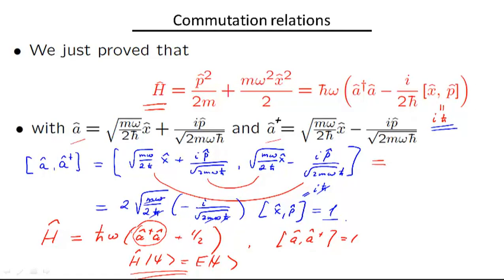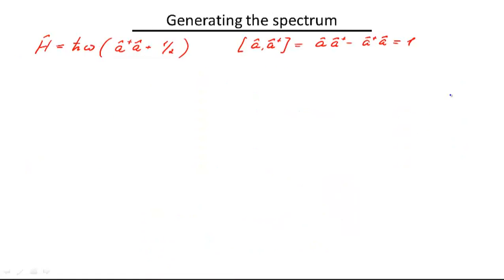And now comes a very important part, where we're going to generate the entire energy spectrum of the Hamiltonian from just a single eigenstate of it, or more precisely from an eigenstate of this a dagger a. And to generate the spectrum, we need just two pieces of information: the fact that we can represent the Hamiltonian as so, and the commutation relations between the annihilation and creation operators that we just derived.